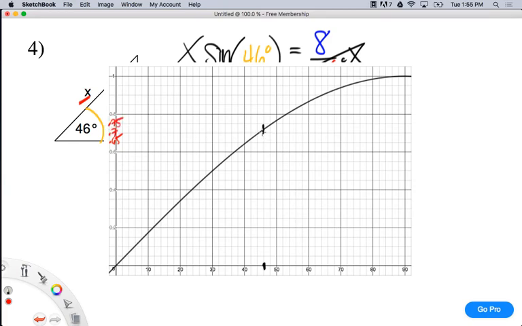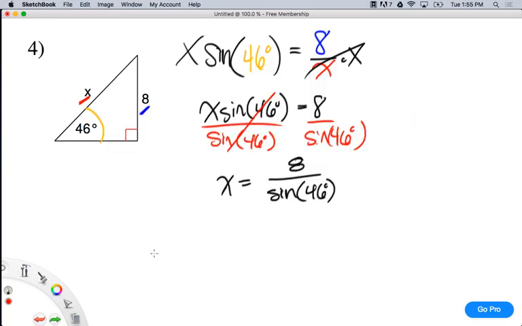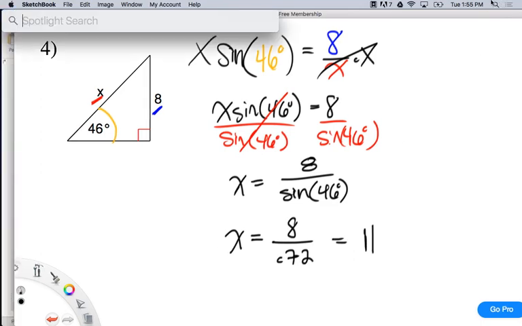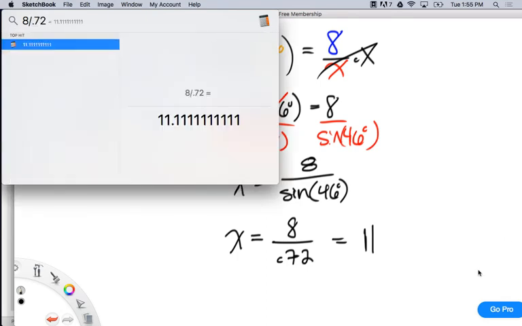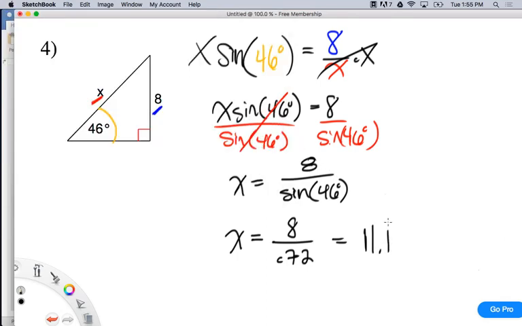So where does that intersect? Well, it intersects right here, just below, in between 0.7 and 0.75, right? But not quite halfway. So what's a good guess? 0.72, sure. So I'm going to guess that the sine of 46 degrees based on my graph is 0.72. So I say x equals 8 over 0.72. I plug that into my calculator and I get 8 over 0.72 is 11 or 11.1. And I've solved for x.